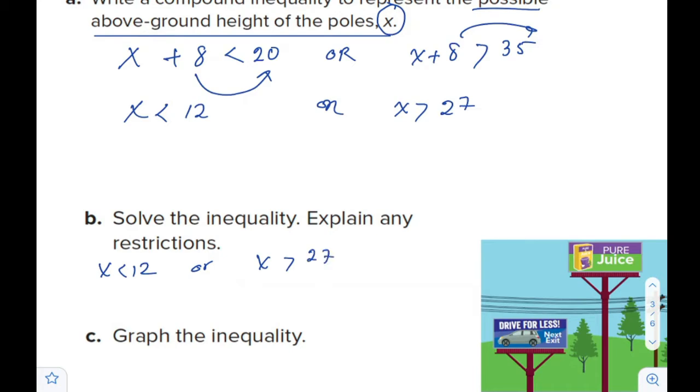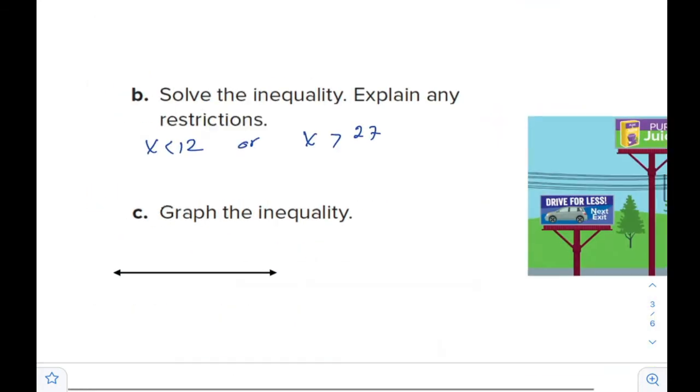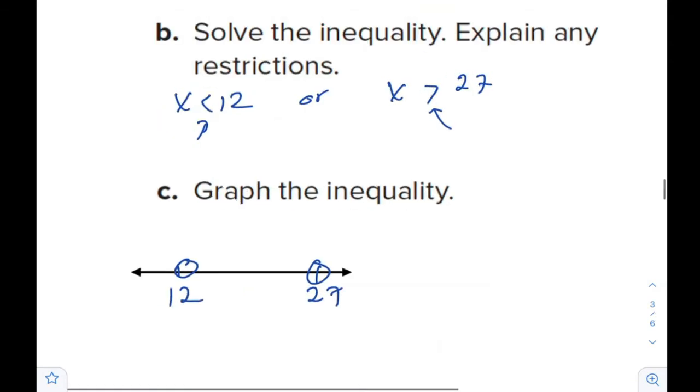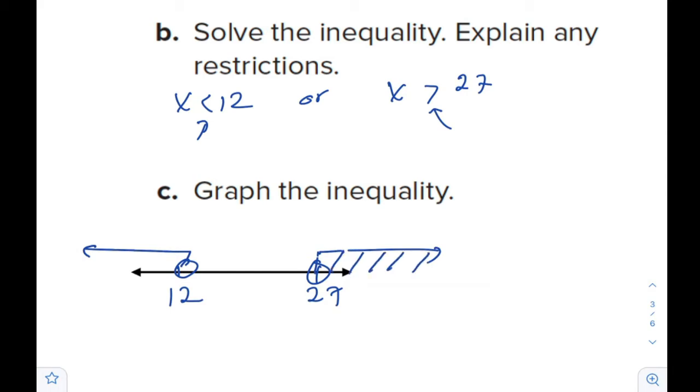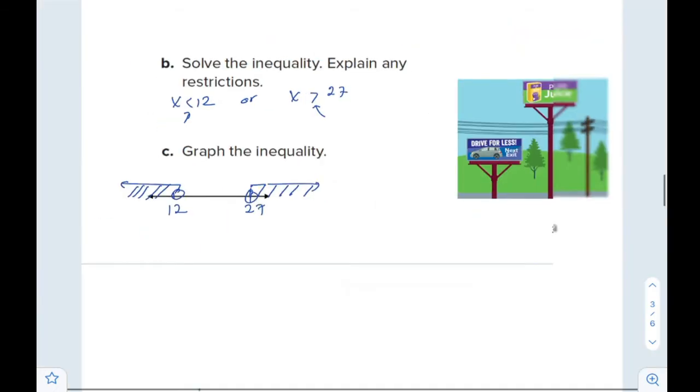If you want to graph the inequality, we will put the 12, open circle at the 12, 27, open circle at 27, because there is no equal signs there. And we have x less than, so that is to the left of 12, or more than 27, which is to the right. So we have shaded area to the left and shaded area to the right. So this is the solution.